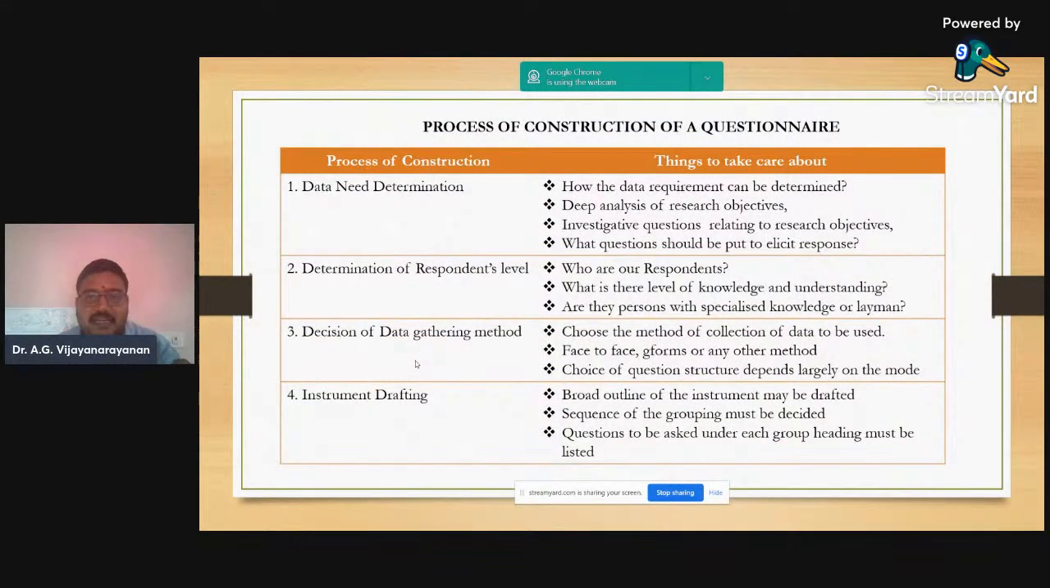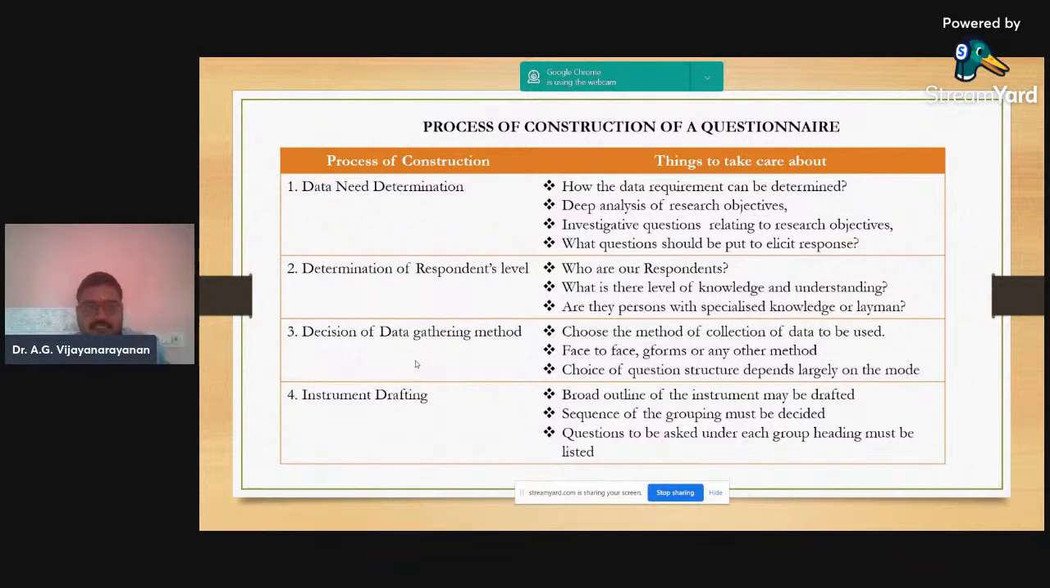So that can be determined only when you have clarity, only when you know exactly what your research objectives are, what your hypothesis is, what the statement of the problem is. All these things, only when you have clarity, you may get what is the data that I need. That is one. Number two, always step into the shoes of your respondents.